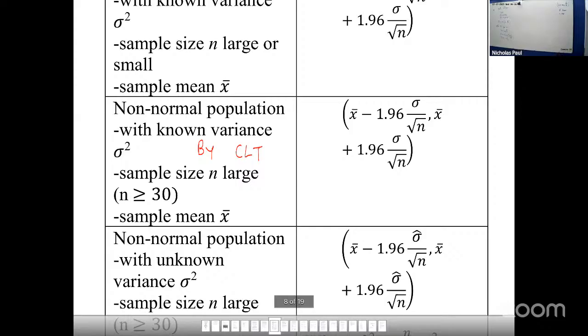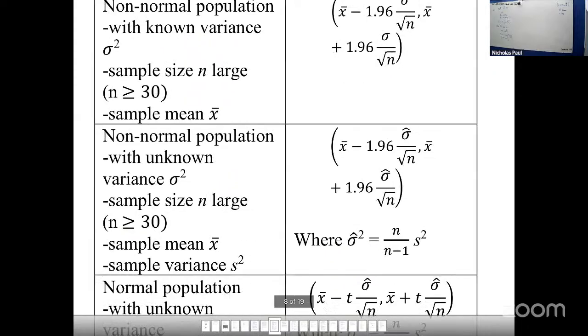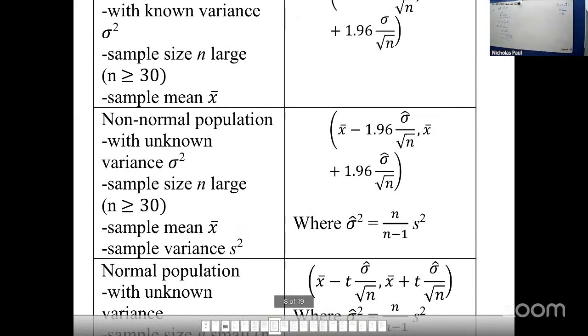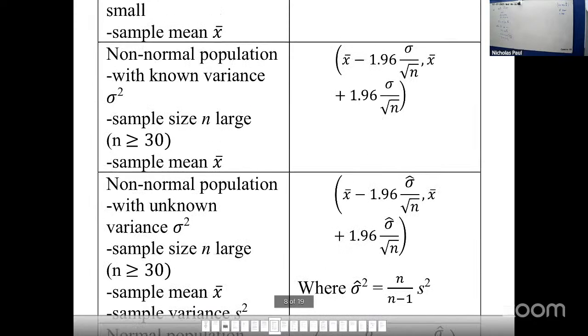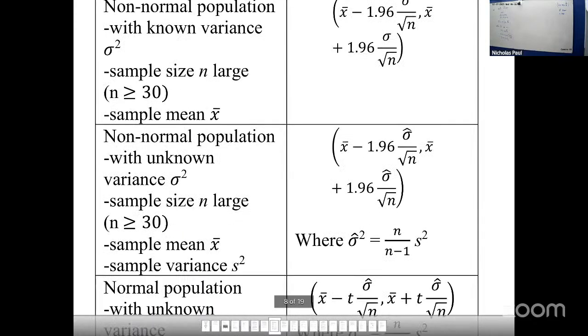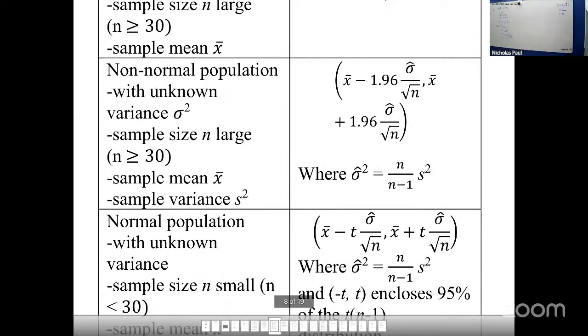Next condition. When it is non-normal with unknown variance, you would recognize a little hat. There's a little hat on top there because we had to estimate it. So pay attention to the hat. You could probably highlight it in your notes too.